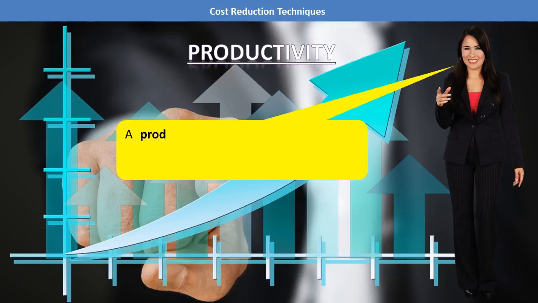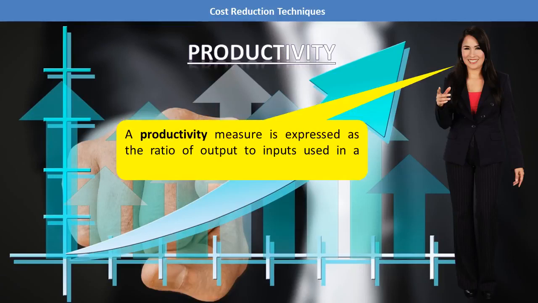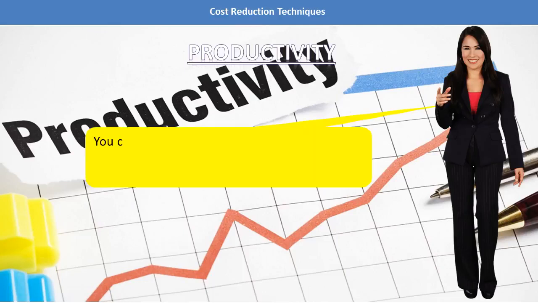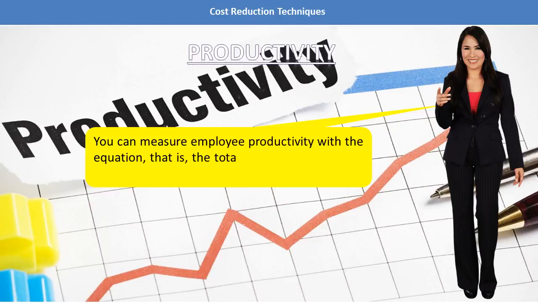A productivity measure is expressed as the ratio of output to inputs used in a production process, that is output per unit of input. Productivity is a crucial factor in production performance of firms and nations. You can measure employee productivity with the equation, that is, the total output divided by the total input.